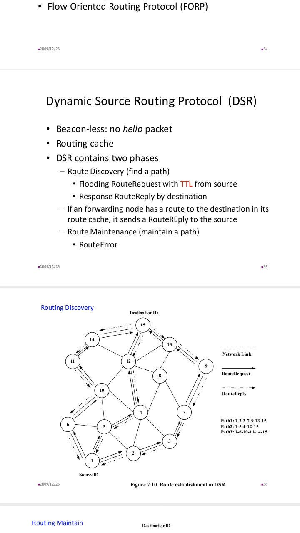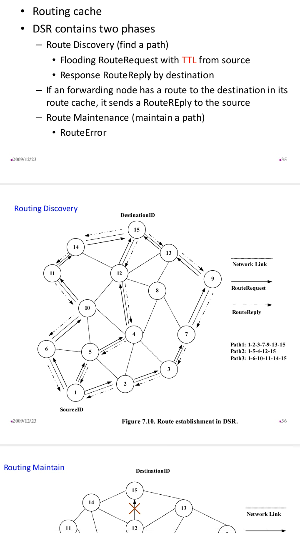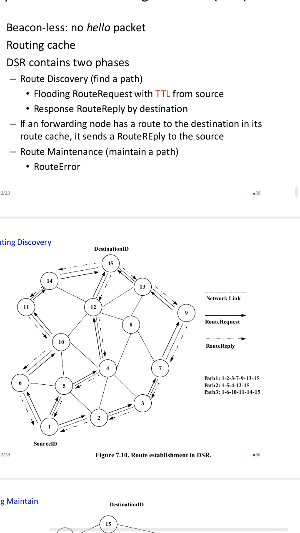Now, how does the packet reach from source to destination? There are mainly two phases: the route discovery phase and the route maintenance phase. In the route discovery phase, if a forwarding node has a route to the destination in its route cache, it sends the route reply to the source.